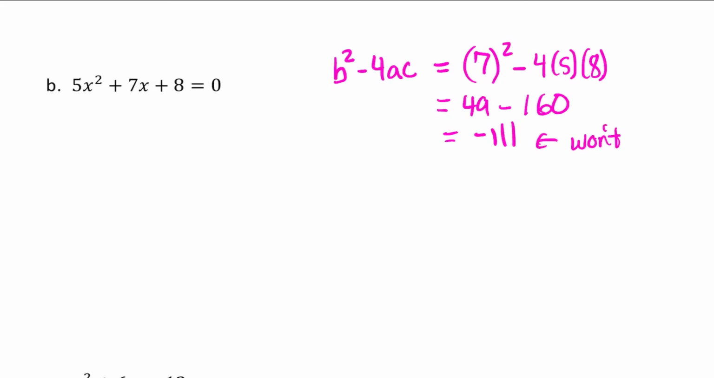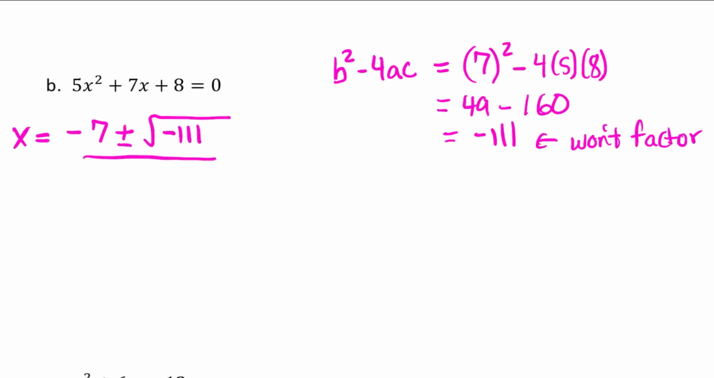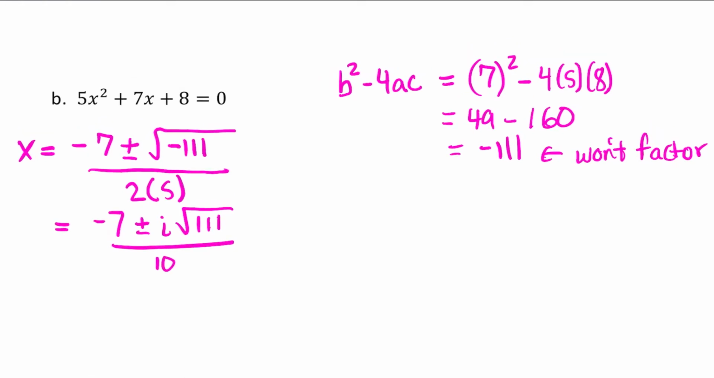But even though it won't factor, I just did the part under the radical for my quadratic formula, so let's go ahead and use the quadratic formula. So I'll have x equals negative b, negative 7, plus or minus the square root. I did my b squared minus 4ac, all over 2 times 5. So you have i times the square root of 111 all over 10.